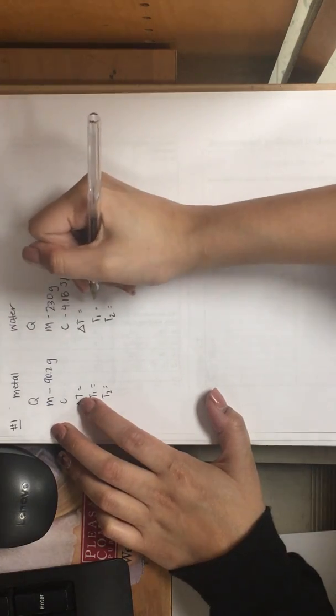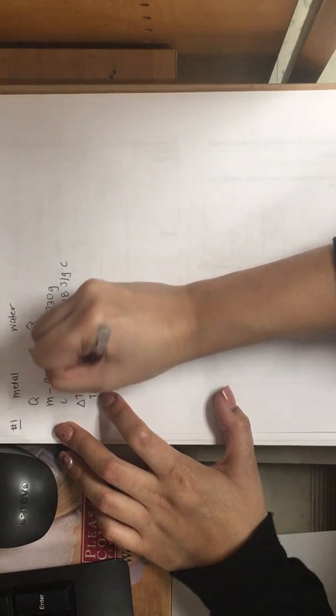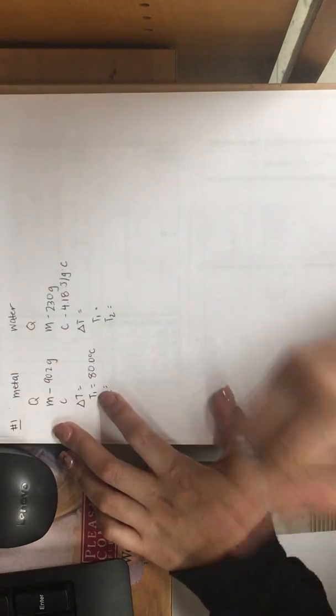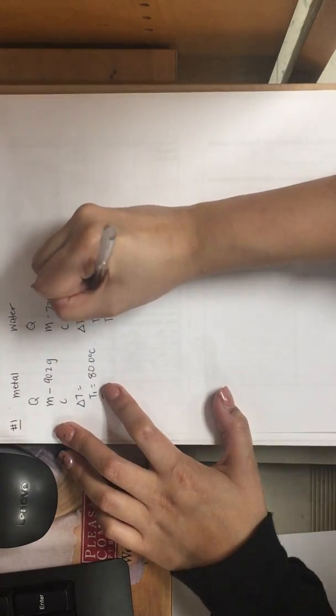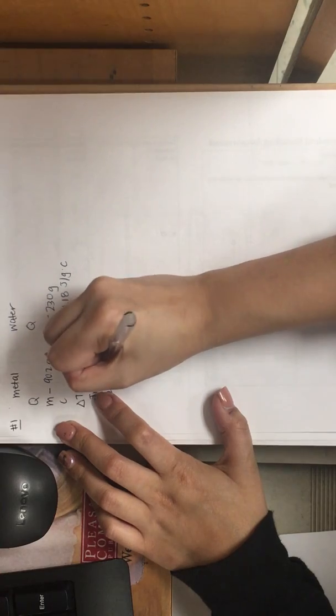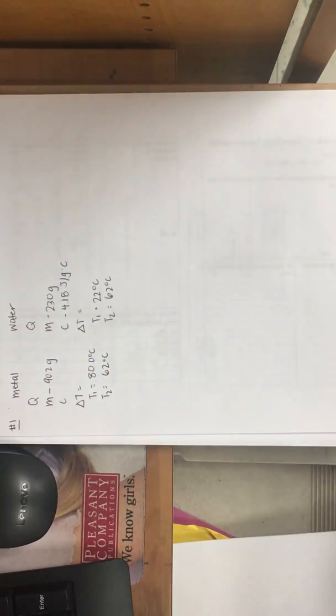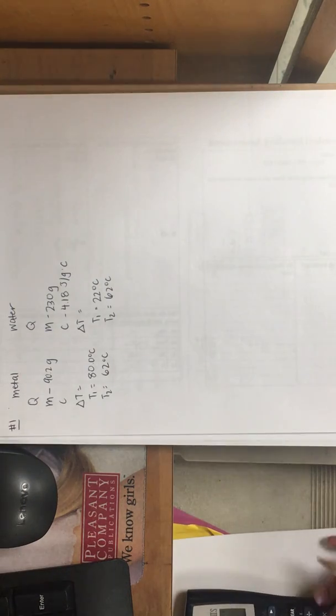Okay. So the first thing, this metal was heated to 80 degrees Celsius. So it's starting at 80.0 degrees Celsius, and then we put it in water. The water started at 22 degrees Celsius. The metal and water were allowed to come to an equilibrium temperature, so they both ended up at 62 degrees Celsius. Okay, I'm going to go ahead and find my delta T since I can do that.